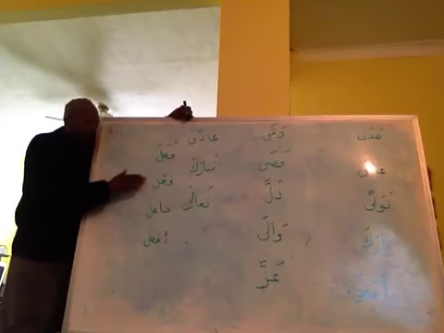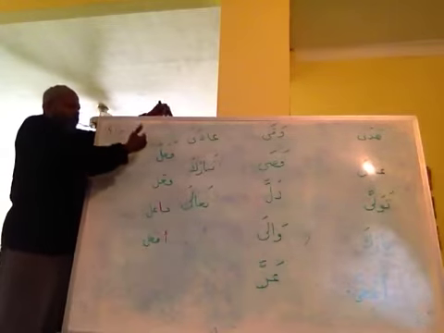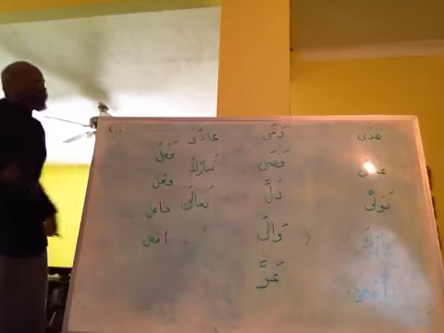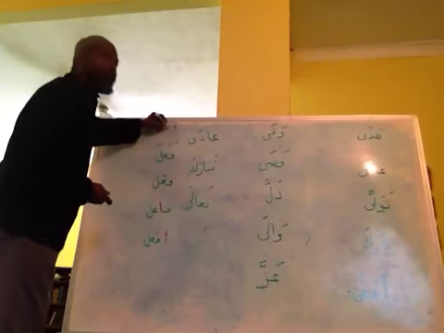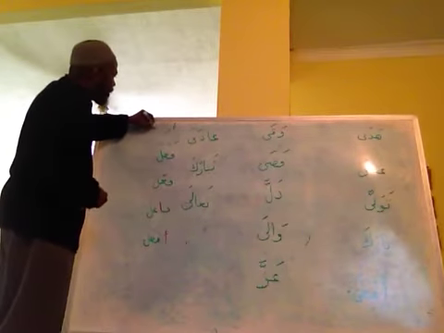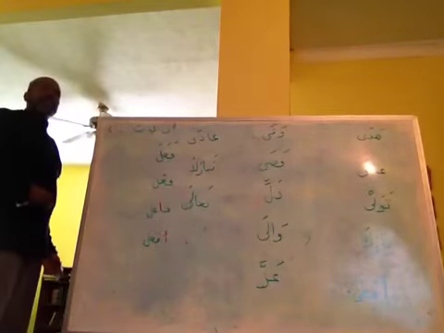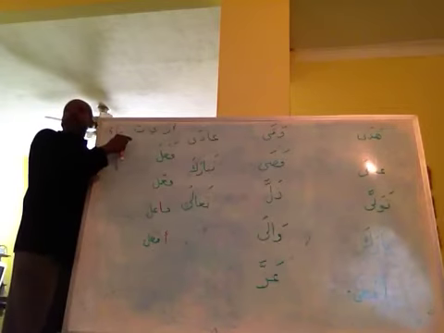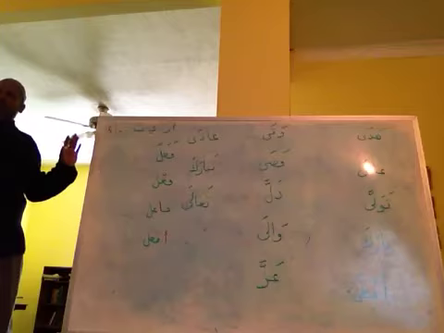So for form 2, 3, and 4, how do you make the present tense? No matter what the verb is, what the form is in the present tense, you need a prefix letter. What are the prefix letters? Hamza, yeh, ta, noon. Those are the prefix letters. So a verb in the present tense must be prefixed with one of these letters, be it a hamza, be it noon, be it yeh, or ta. That's a given. Everybody with me, right?